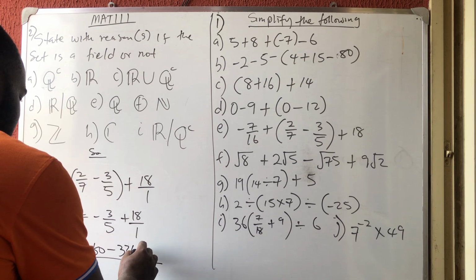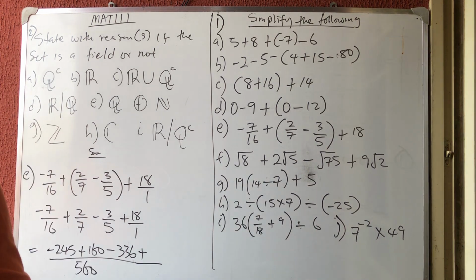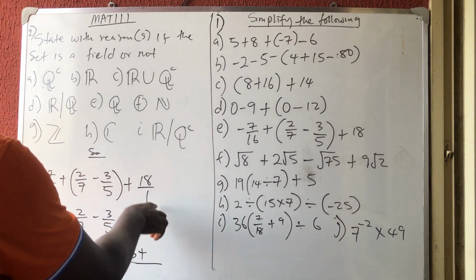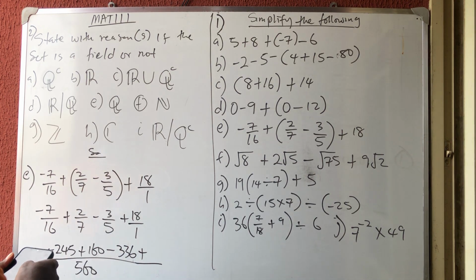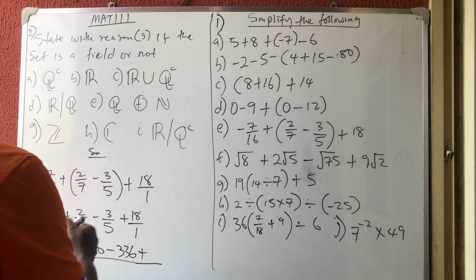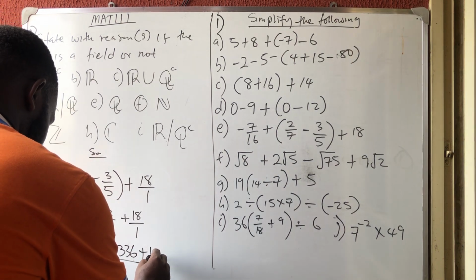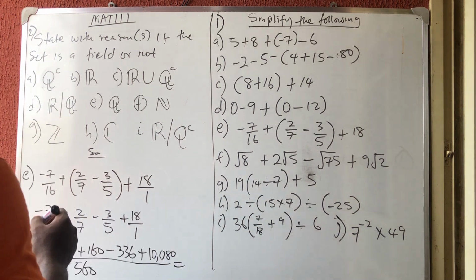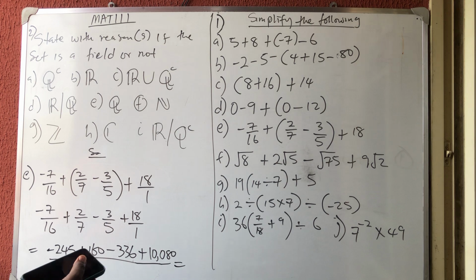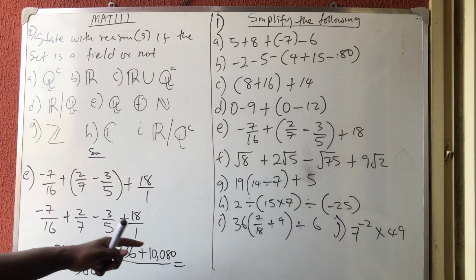Then last but not the least, plus the next one is 560 divided by 1, then times 18. So 560 divided by 1, then times 18. So I'm having 10,008. So now add everything the way it is. Just press it the way it is: minus 245 plus this, minus this, plus this.